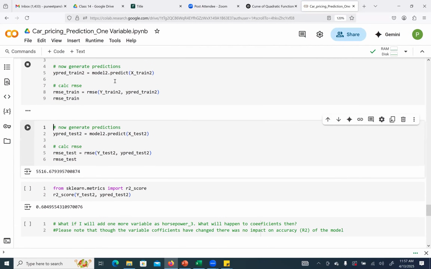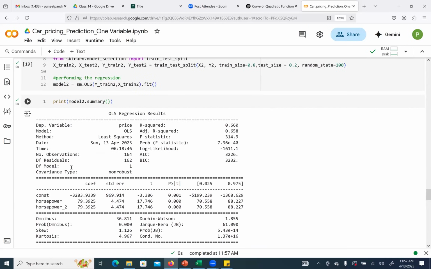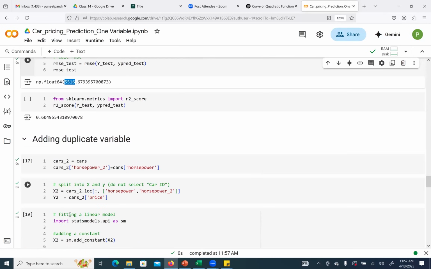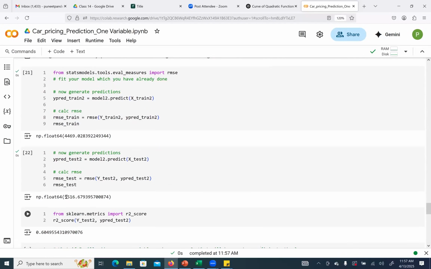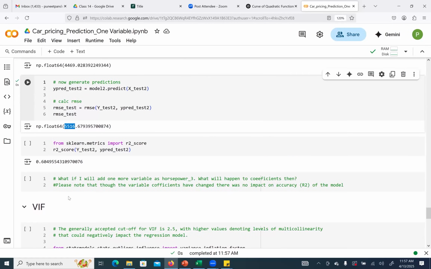It is the same as what we had last time: 4469 for training and 5516 for test. Exactly the same. So by adding a duplicate variable, my error is not changing. My R-square value is not changing. But what is changing is the coefficient.